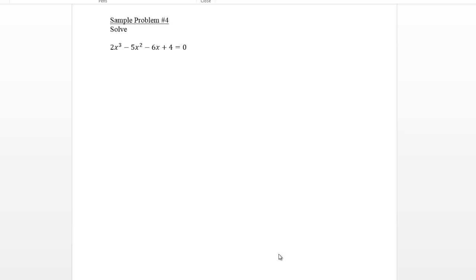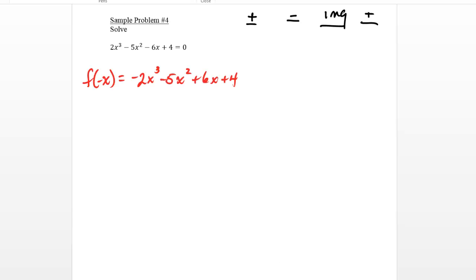Okay, for sample problem 4, I'm going to do a couple things here first. I'm going to start with Descartes' rule of signs, and then I'm going to move into the rational root theorem and go on from there. Okay, so I've started off here.